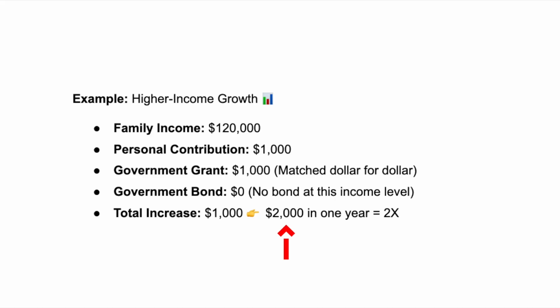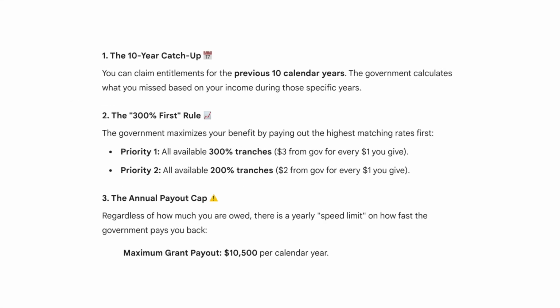What these examples show is that everyone who qualifies for an RDSP can benefit, but the level of government support depends on income. Even smaller contributions make a difference. Now let's look at what would happen if you were eligible for the disability tax credit in the previous 10 years, but never opened or contributed to an RDSP. In this scenario, the government allows you to catch up on Canada Disability Savings grants and bonds for up to the last 10 calendar years once the account is opened.